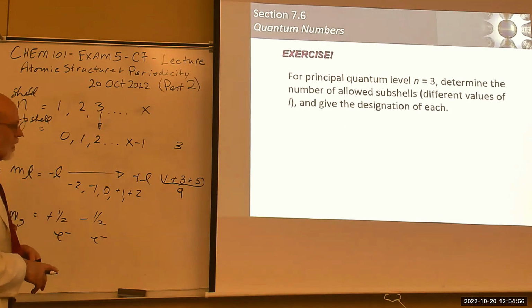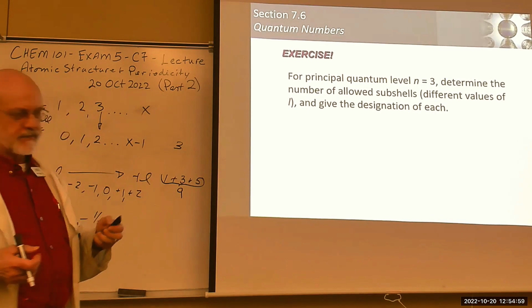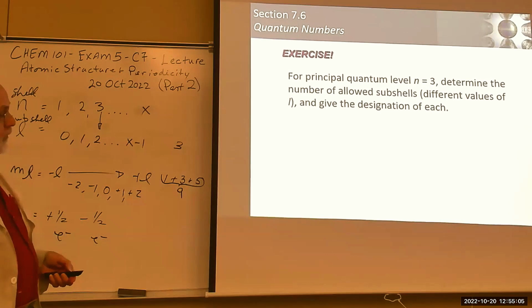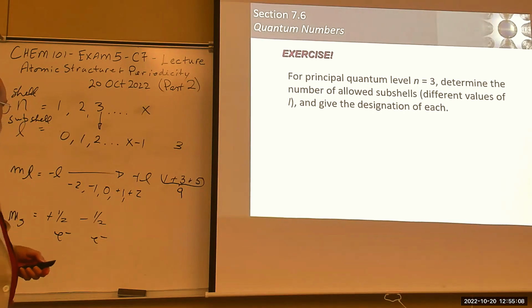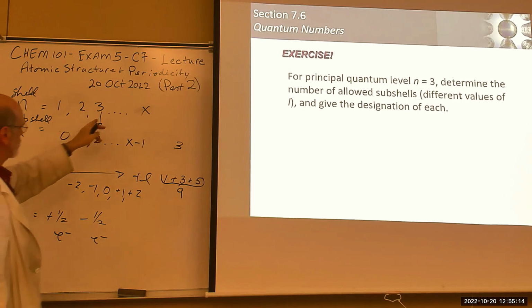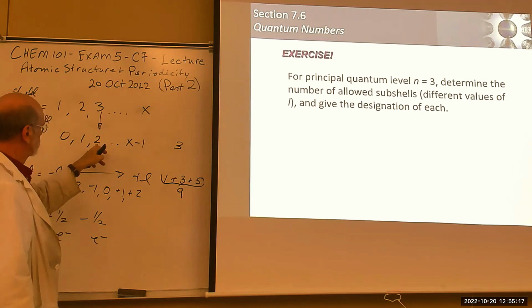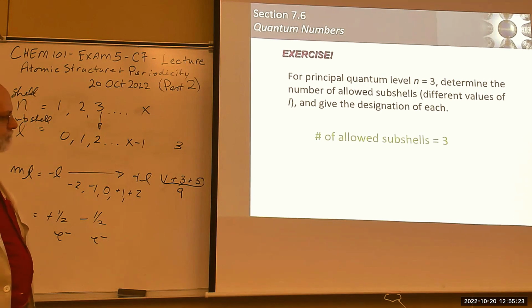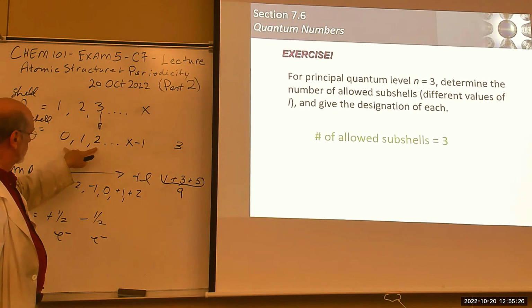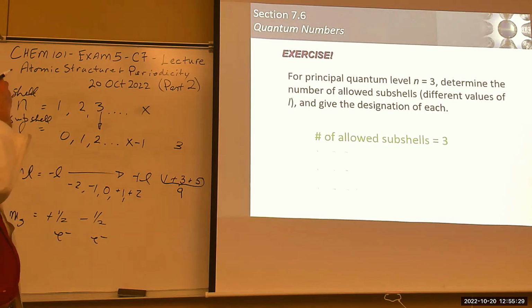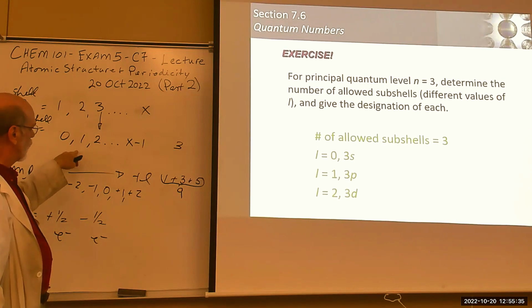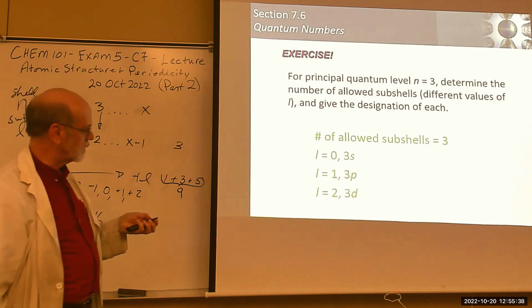So let's take what we know and see if any of it has sunk in. For principal quantum level n equals 3, determine the number of allowed subshells, different values of L for 3. Right, we did that already. So if we have 3, you can have 0, 1, and 2. And L can either be 0, or it can be 1, or it can be 2.